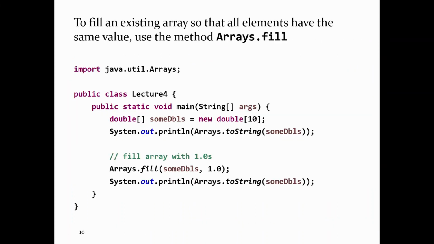Okay, so there's a fill method in the Arrays class. The Arrays class is the class that has a bunch of methods that operate on arrays, so for example, you can binary search an array and some other things as well. Fill sets all the elements of the array to some value that you specify. So if I fill the array sumDoubles with the value 1, you end up with an array of 10 ones. So when you print that out, you get 1, 1, 1, 1, 1, ten times. This is occasionally useful.